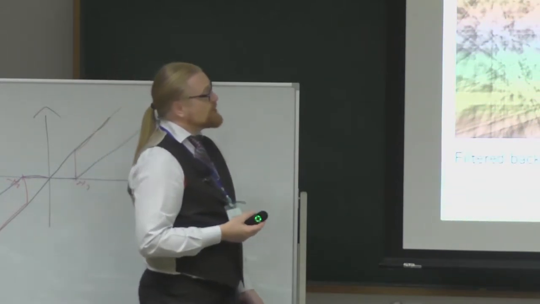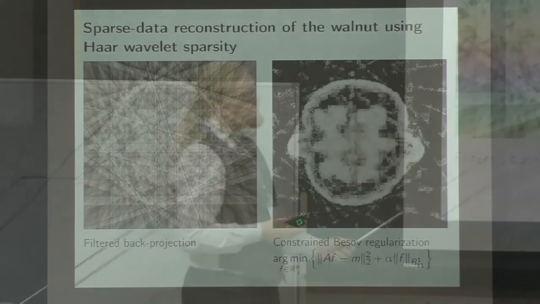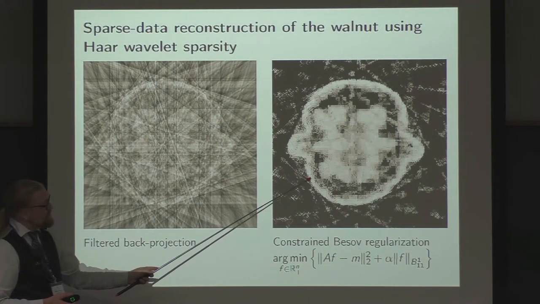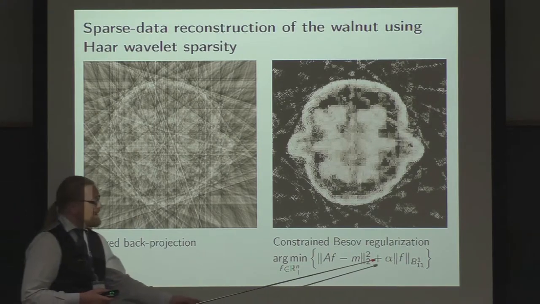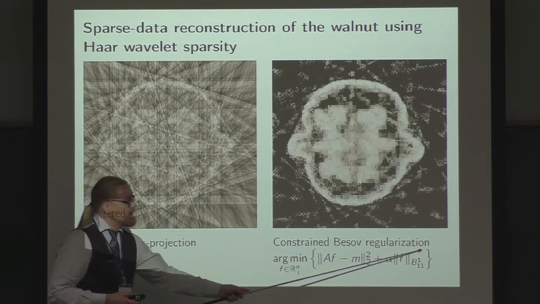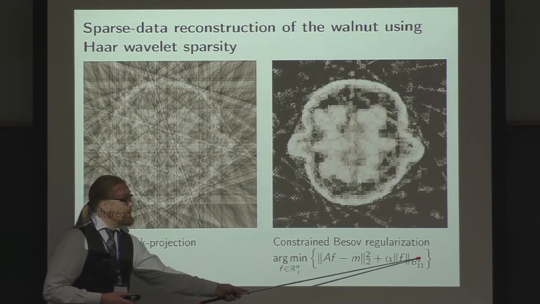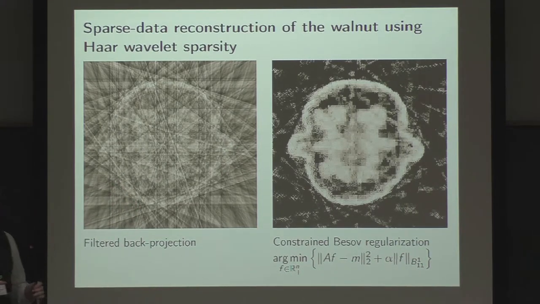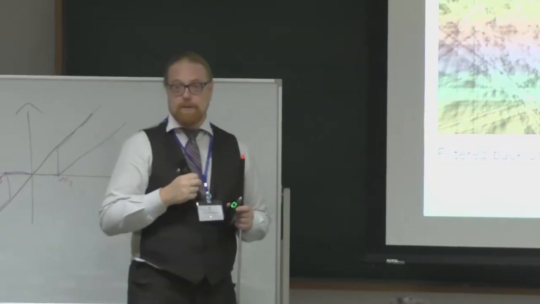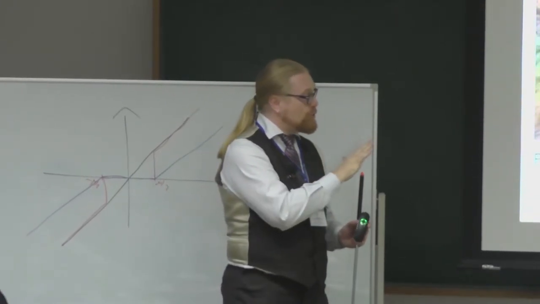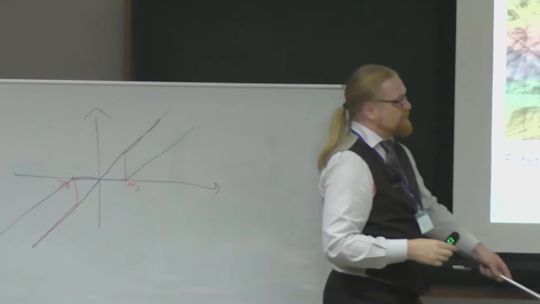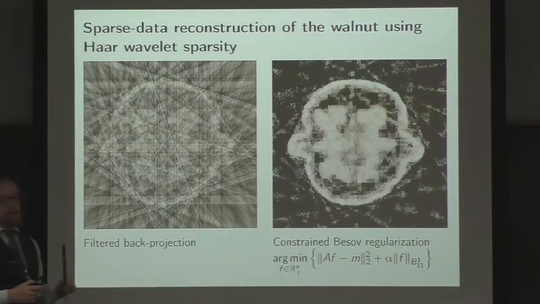And here it looks something like this. So this is the filtered back projection. With the Besov, we get something like this. I call this Besov because actually the norm of this Besov B111 space can be written as just the sum of the absolute values of wavelet coefficients. It also depends on the dimension, but in dimension 2, it's very simple. The B111 space norm is just the sum of absolute values of wavelet coefficients.